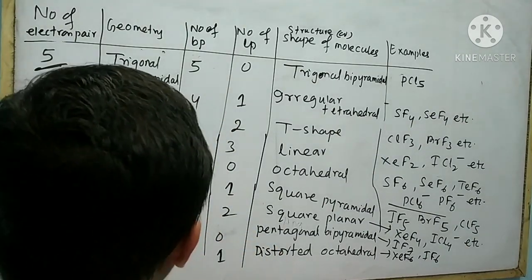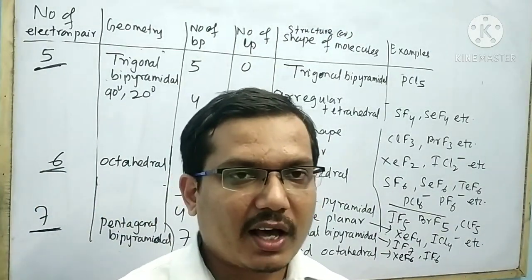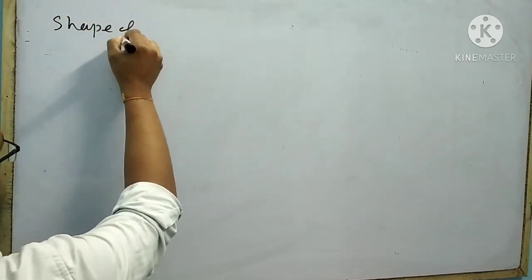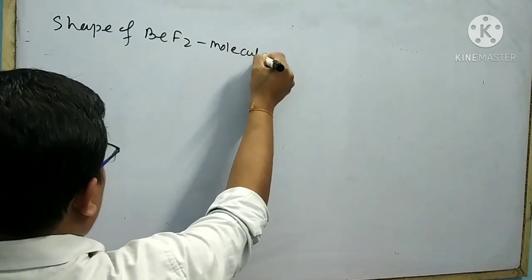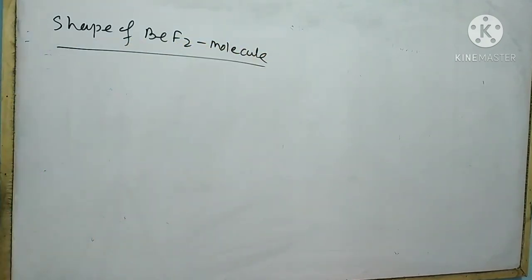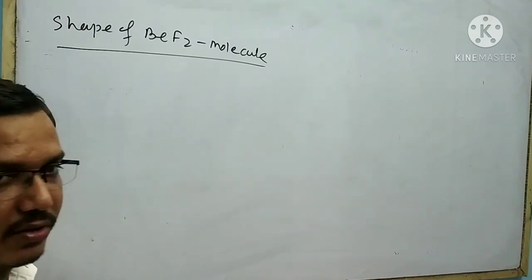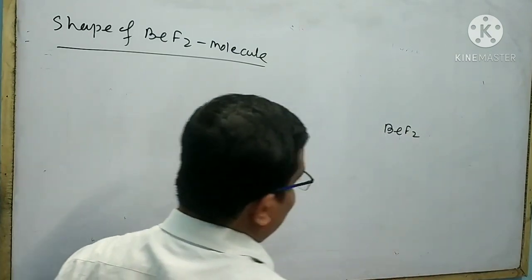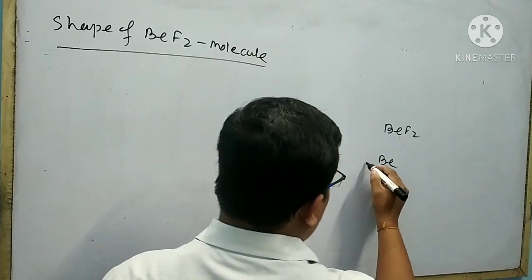Remember this table, where it is very easy to predict the shape of any one of the molecule. Suppose I want to explain about the shape of BeF2 molecule. How can I know the shape of BeF2 molecule and what is the diagrammatical representation of this molecule? In BeF2 molecule, the central atom is beryllium. Its atomic number is 4.